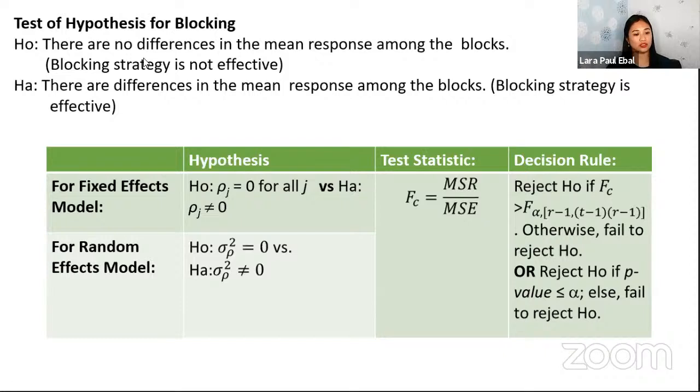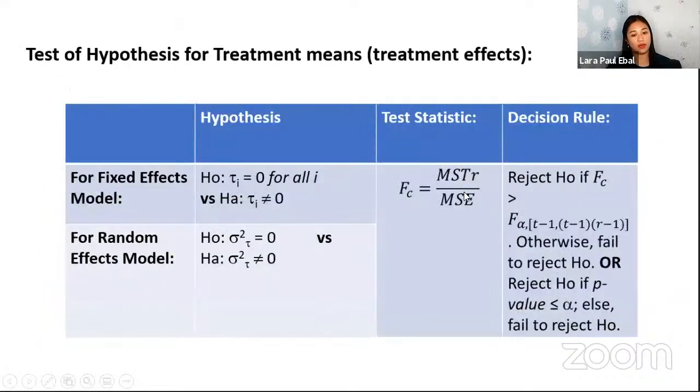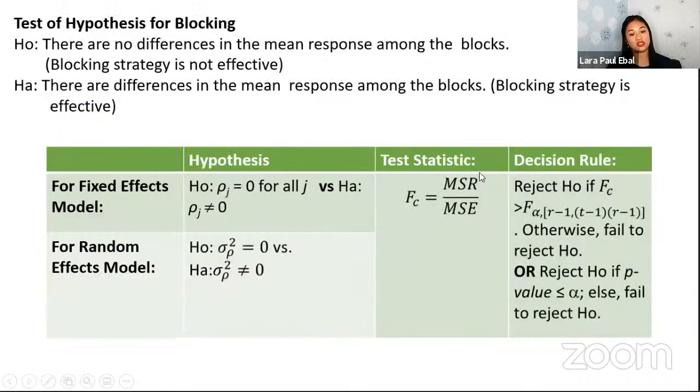So to summarize, we have this hypothesis for the fixed effects and then random effects. And then we have this test statistic. The only difference is the numerator. The numerator under the treatment is the MSTR. So under the blocks, we have MSR. R is actually replicate or block. And then the decision rule, you can use the F or the p-value.